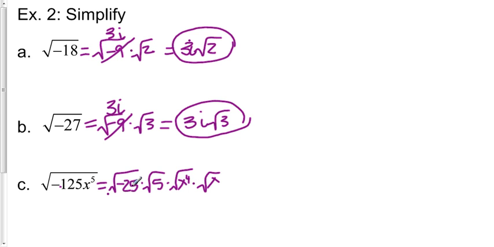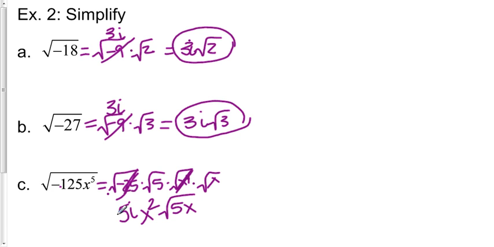Now, what can I simplify here? Well, the square root of negative 25 is 5i. The square root of 5 I can't really simplify. The square root of x to the 4th is x squared. You split it up. And what I'm left with under my radical sign, under the square root sign, is 5x.